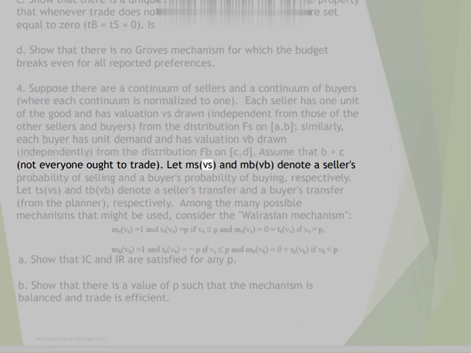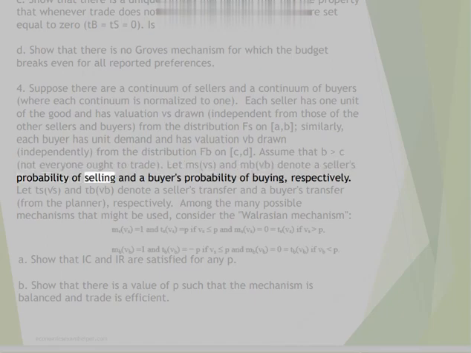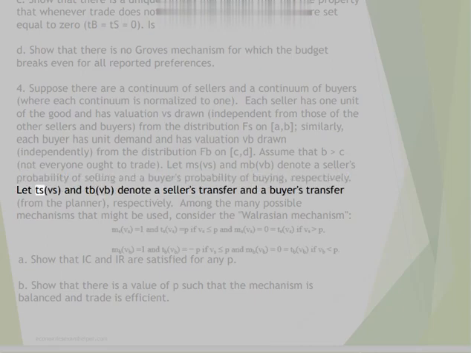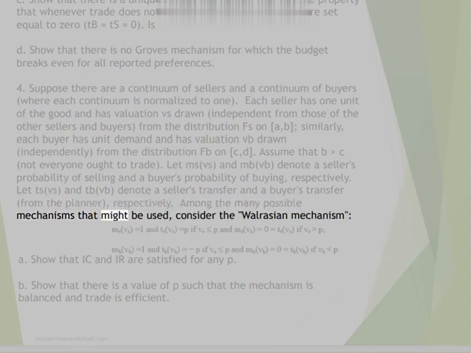Let MS(vS) and MB(vB) denote a seller's probability of selling and a buyer's probability of buying, respectively. Let TS(vS) and TB(vB) denote a seller's transfer and a buyer's transfer from the planner, respectively. Among the many possible mechanisms that might be used, consider the Walrasian mechanism.